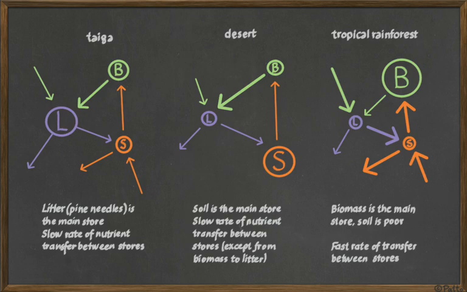Okay, so this is the Gersmehl diagram. I hope you manage to understand how it works and to be able to identify these three different biomes according to the three stores and the rate of flow between them.